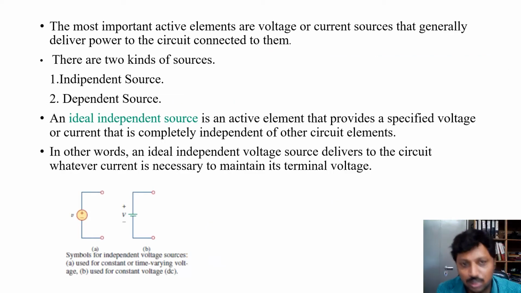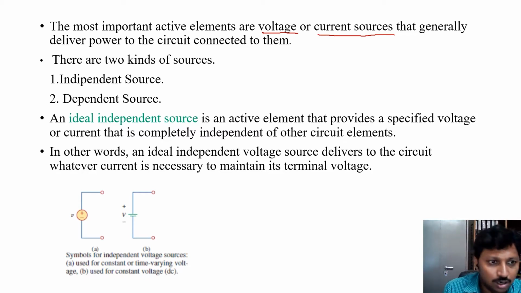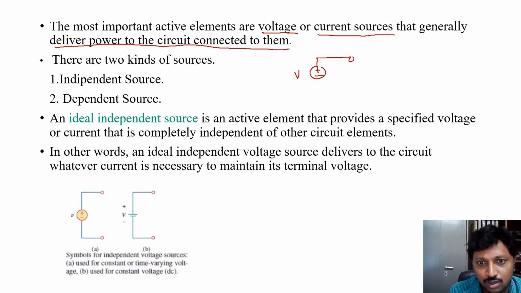Here the energy sources are voltage source and current source. What they do is generally deliver power to the circuit connected to them. Suppose I represent a voltage source like this. This is the symbol of the voltage source, right? So this will deliver power to the circuit. CK means circuit, right?